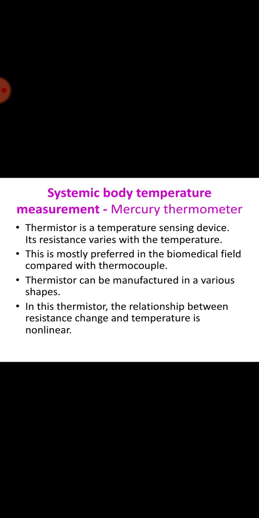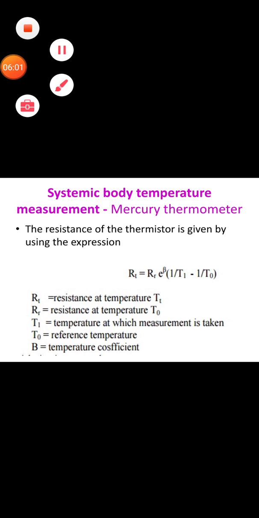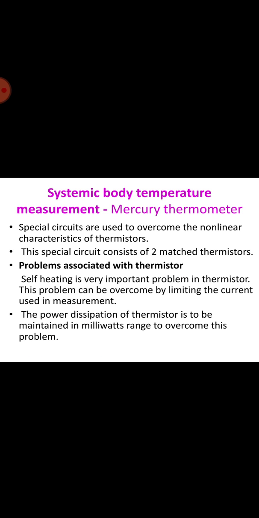The relation between the resistance change and temperature is usually non-linear. And the resistance of the thermistor is given by the expression RT = R0 × e^(β(1/T1 − 1/T0)). RT is the resistance at temperature T1, R0 is the resistance at temperature T0, T1 is the temperature at which the measurement is taken, T0 is the reference temperature, and beta (β) is the temperature coefficient.